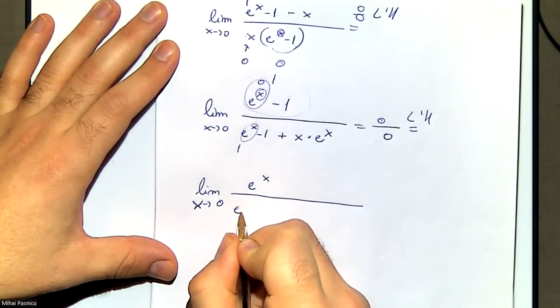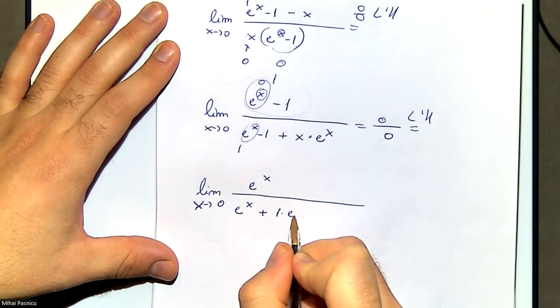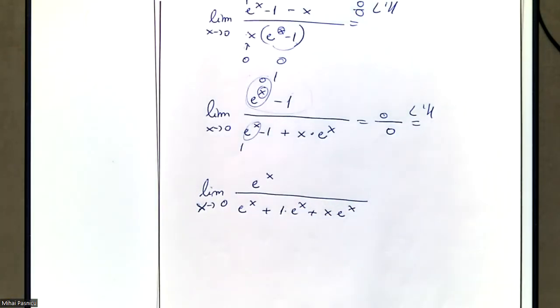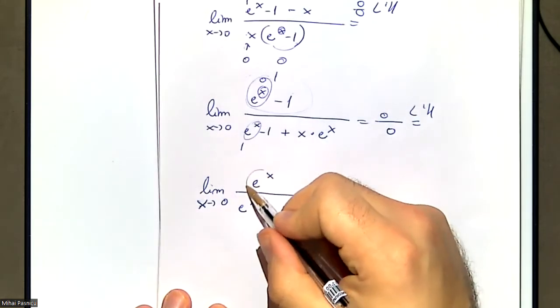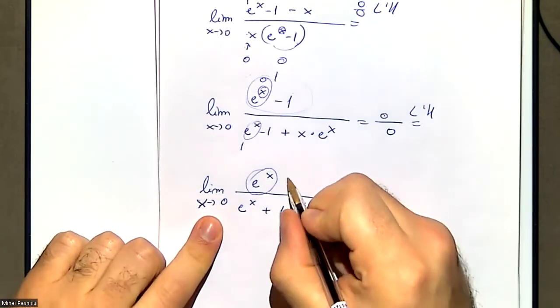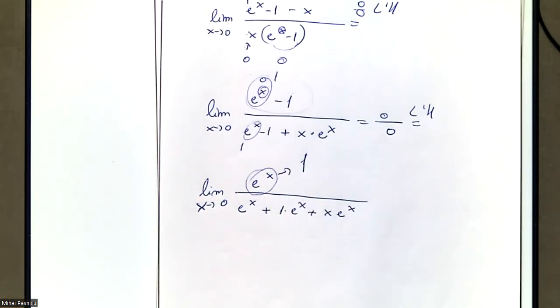And underneath, I get e to the x plus 1 times e to the x plus x e to the x. And why did I say that it's looking nicer? Because when I evaluate the top right now, when x goes to 0, this is 1. The idea is that if I get one of my parts, either the upper part or the lower part, to be equal to something that's not 0 or not infinity, I am surely done there, okay?